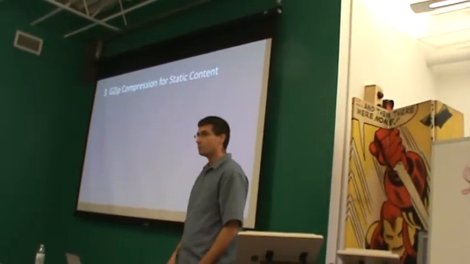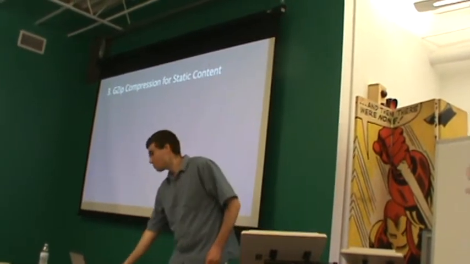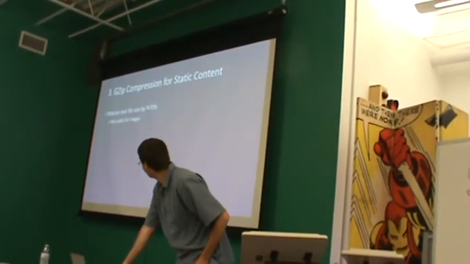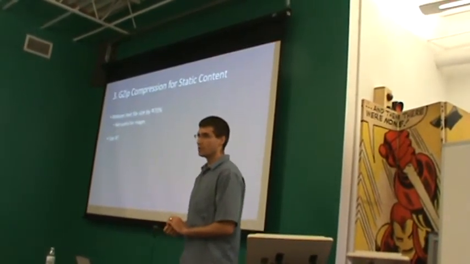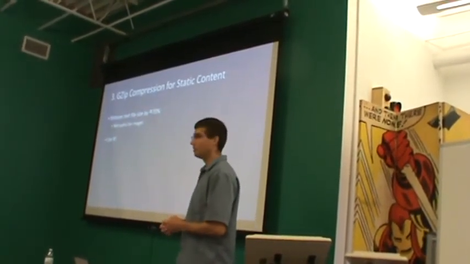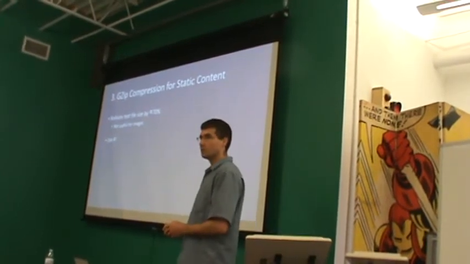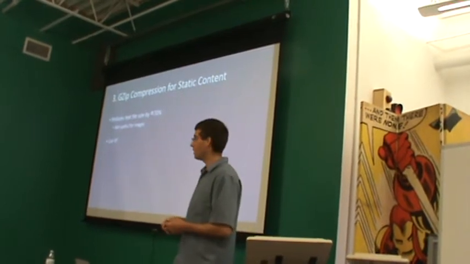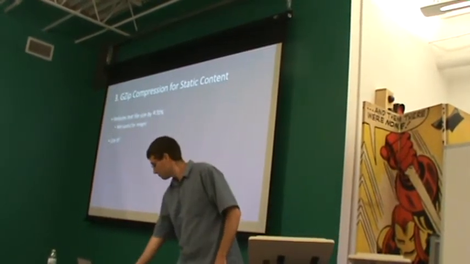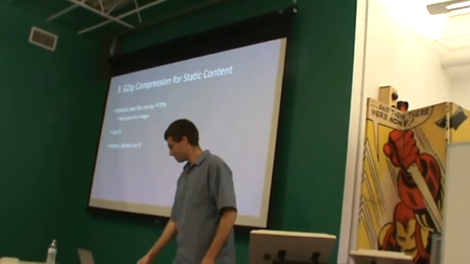Okay, gzip compression for static content. This is pretty simple. Hopefully we're all doing it already. It's going to reduce your text file size by about 70%, depending on what's in the text. Don't try and use it for images or any kind of multimedia or anything like that. It's not going to help, it's just going to slow everybody down. But use it. Please use it.